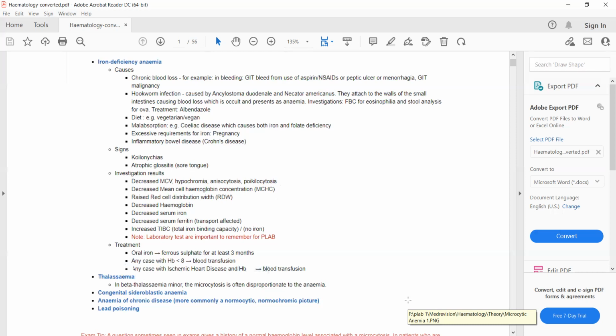What are the signs of iron deficiency anemia? The common signs of iron deficiency anemia include koilonychia and atrophic glossitis. Inflammation of the tongue is known as atrophic glossitis, and koilonychia is spoon-shaped nails. And also a third one is angular stomatitis, fissure at the angle of the mouth. So these are the three important signs of iron deficiency anemia. Though they can be present in vitamin B12 and folic acid deficiency as well, they are more common in iron deficiency anemia.